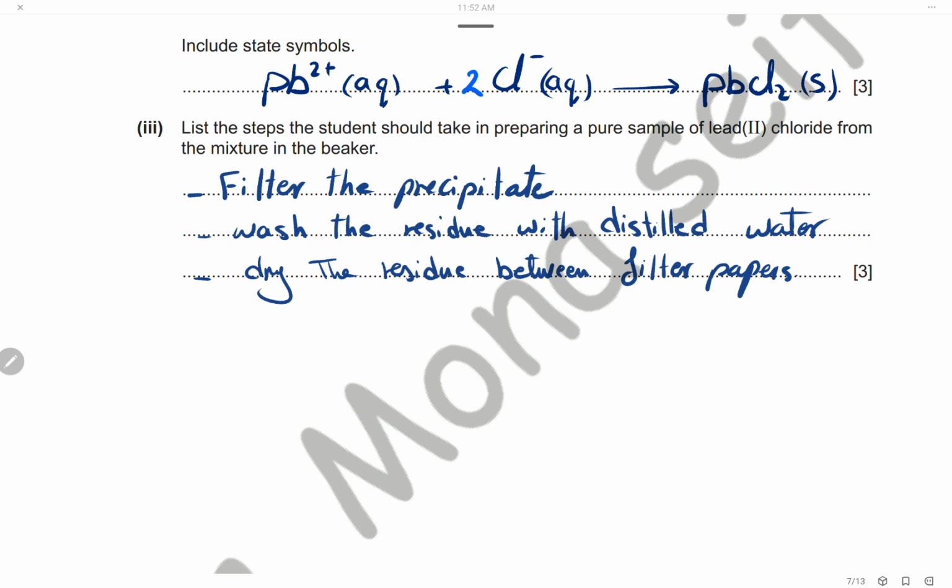List the steps that a student should take in preparing a pure sample of lead chloride from the mixture in the beaker. Now we have the solid lead chloride precipitated in the beaker. After that, we should filter the precipitate, then wash it with distilled water to remove any soluble impurities. After that, dry the residue between filter paper. Now we have a pure dry sample of lead chloride.